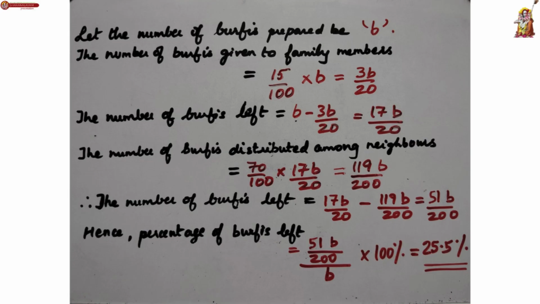So now the number of burfis left will be 17B upon 20 minus 119B upon 200, which is equal to 51B upon 200. Hence, the percentage of the burfis left will be the actual number of burfis left divided by the original number of burfis into 100%. When we work it out, we have 51B upon 200, the whole upon B, into 100%. That is equal to 25.5%.